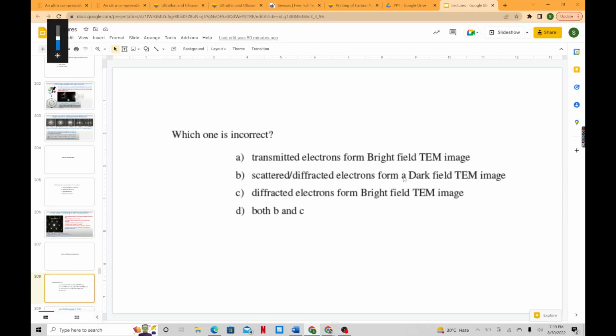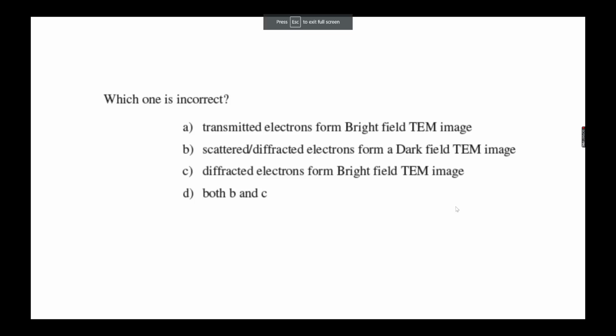Sorry, yeah, for transmitted, it's a bright field, right? It is right. Okay. For dark field, we need a direct beam. Answer B is the wrong answer. For a dark field TEM image, you need to give the direct beam. For that purpose, diffracted electrons are not necessary. So the answer is B. Okay.